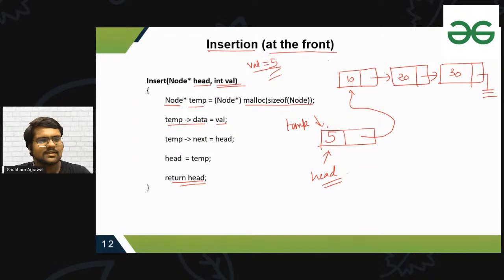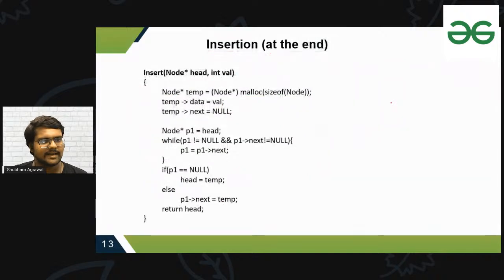In which you first create the node, then we assign the value, then in the newly created node, we just assign its next to the head, and then we have head equal to that newly assigned node. So in this way, we can insert the value at the beginning of the linked list. Now let's see how we can insert at the end of the linked list.